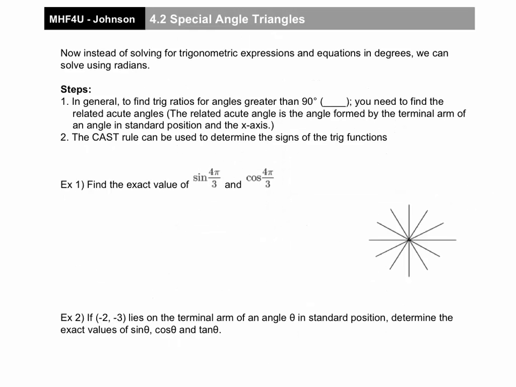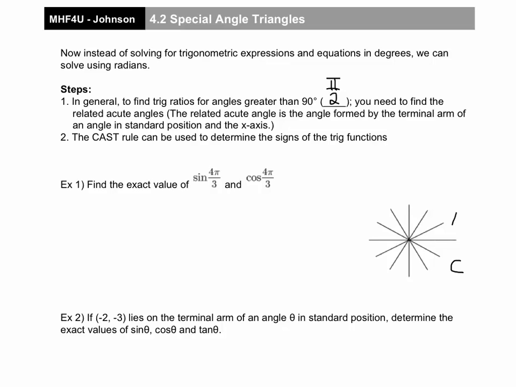Now, instead of solving for trig expressions and equations in degrees, we can solve for them using radians. In general, to find trig ratios for angles greater than 90 degrees, or pi over 2, you need to find the related acute angles. And the acute angle is going to be the angle formed by the terminal arm of the angle in standard position and the x-axis. You can also use your CAST rule to determine the sign of the trig functions.